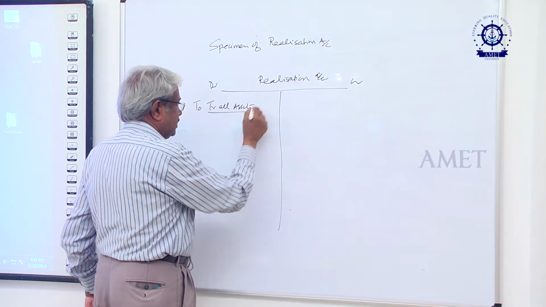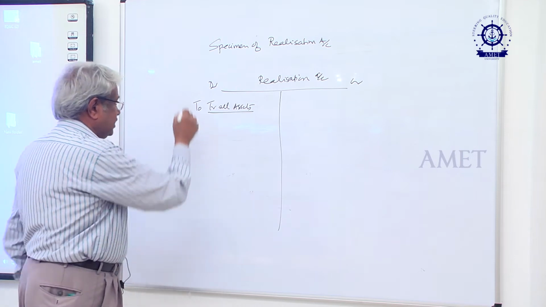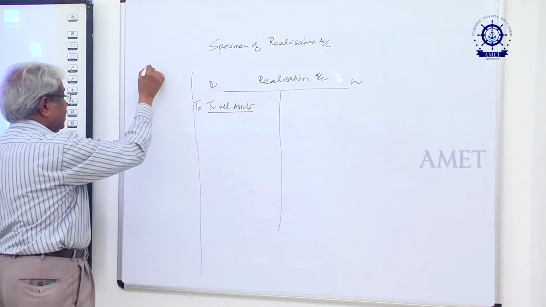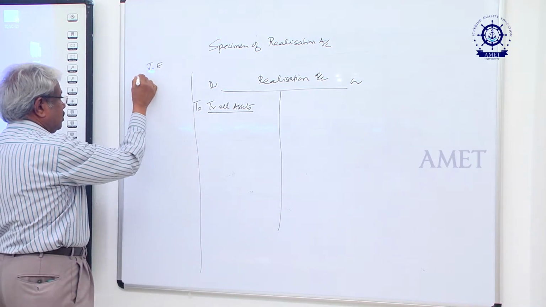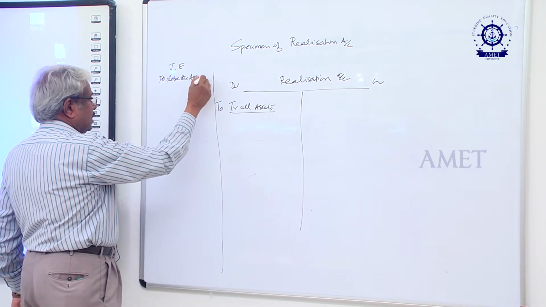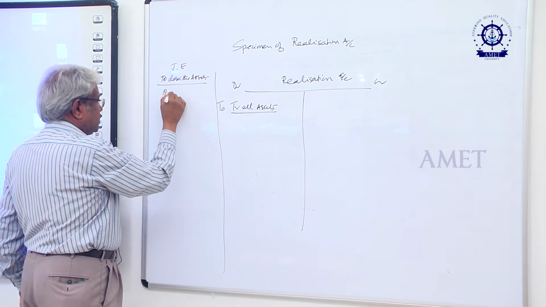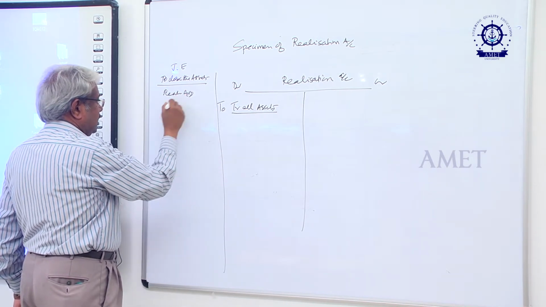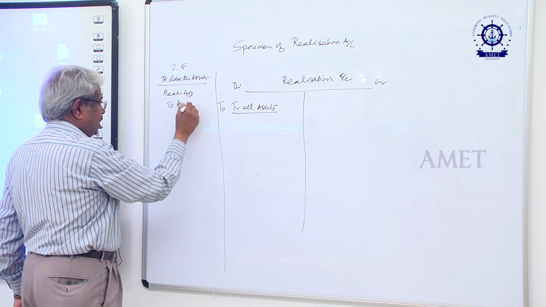So when you give credit to the assets, realization account debit to assets, that is a journal entry that we pass. If you want to pass the journal entry and post it, it is like that. To close the assets, we pass realization account debit to assets, credit all assets.